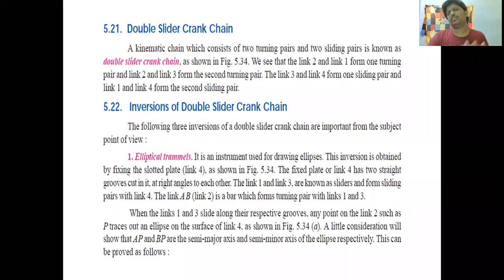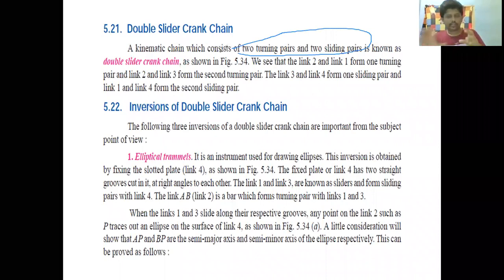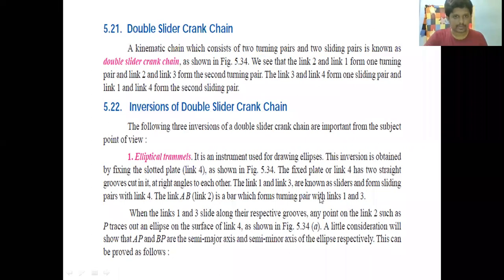What exactly does this double slider chain mechanism mean? Here we have two turning pairs and two sliding pairs. I think you know what a turning pair and a sliding pair are. In the single slider chain mechanism, you do not have two. Here we have two turning pairs and two sliding pairs. That is the name itself. We define it as the double slider chain mechanism. We'll see a diagram and then we'll know what exactly happens here.